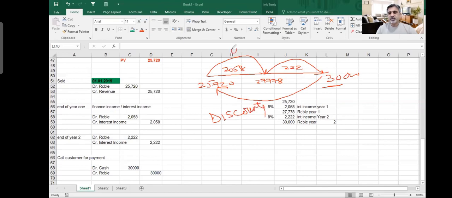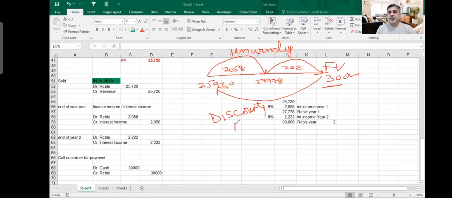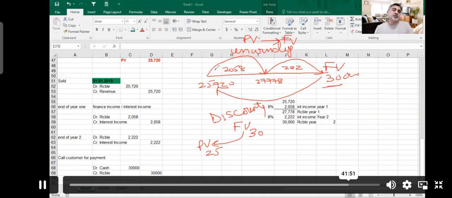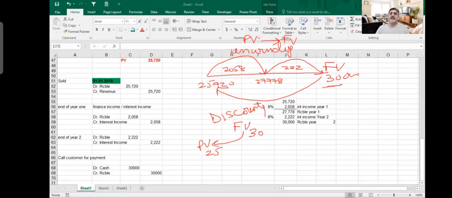And this process is called unwinding. Unwinding means that, so this is the future value. In discounting, I'm converting future value to present value. Like 30,000, I made it 25, discounting. In unwinding, the present value I'm making equal to future value. So it is the opposite process. You can also call it compounding, by the way, unwinding or compounding.